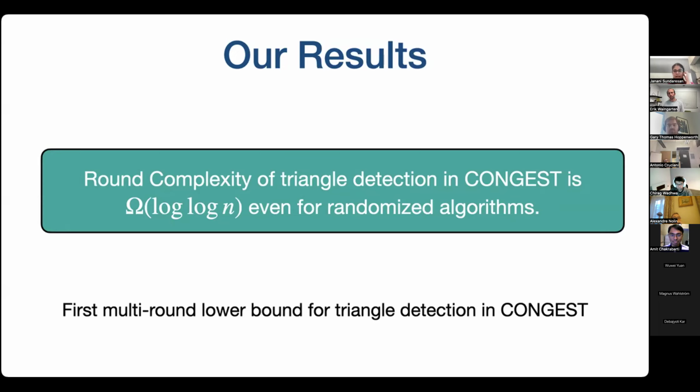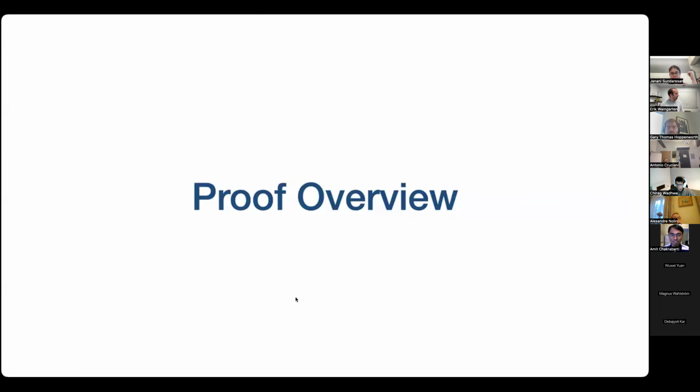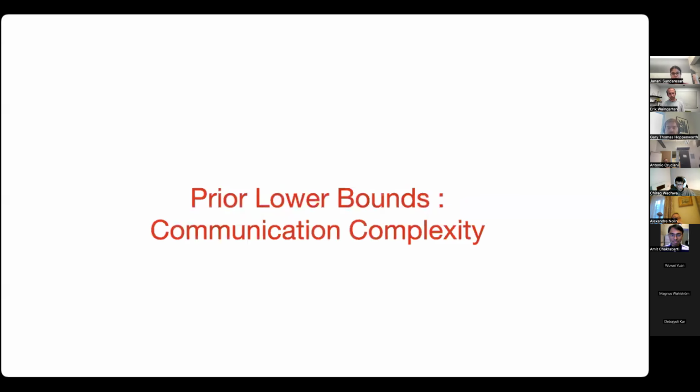All right. If there are no other questions, we can proceed to the proof overview. So how do you actually prove lower bounds in this model? The main tool until now has been to go through communication complexity.